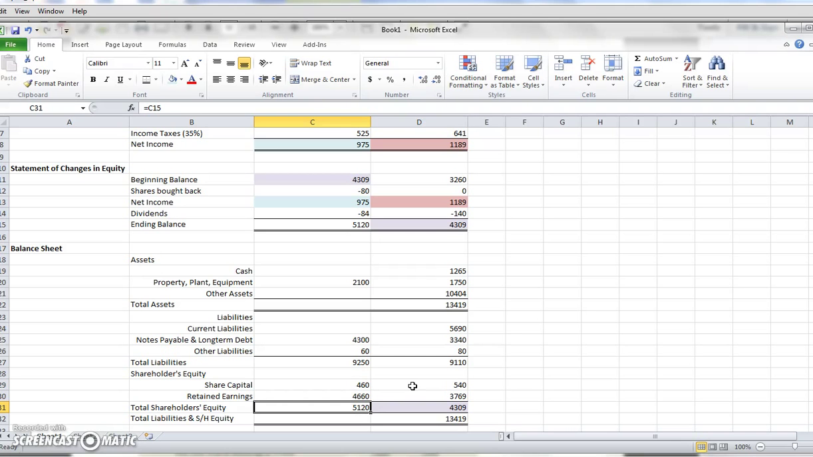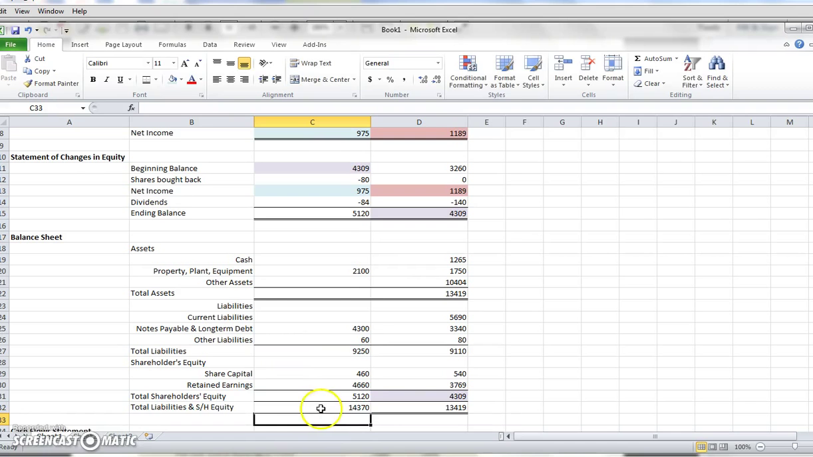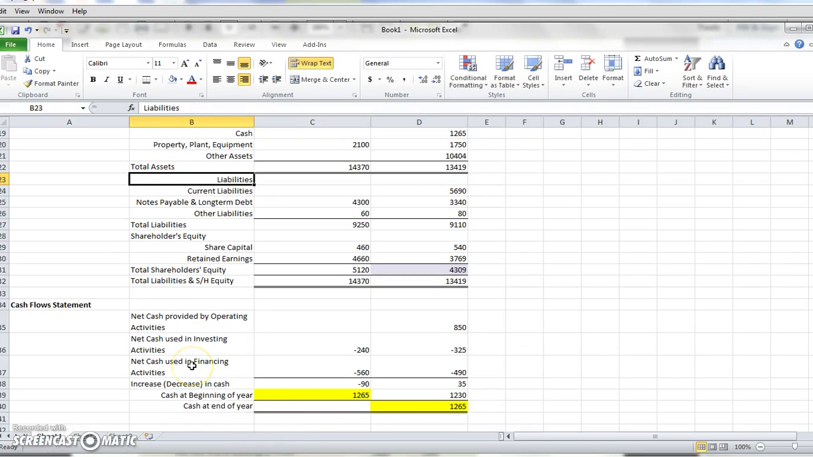So now we know the shareholders' equity. We also know the liabilities. So if you add those together, of course, you get liabilities plus shareholders' equity. We know that. We know total assets must equal 14,370. We're getting very close. We now are in a position to figure out what the current liabilities are.